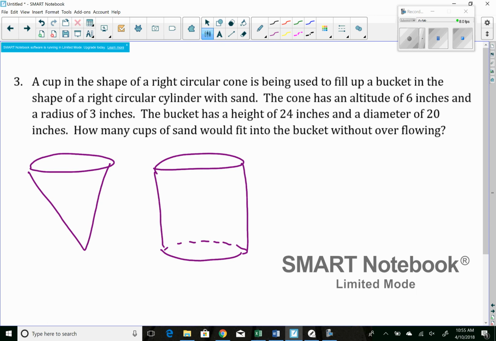It says the cone has an altitude of 6 inches. Altitude is the fancy math word for height. And a radius of 3 inches. Notice both are inches, so that's good. So I should be able to find the volume of that cone pretty easily. The bucket has a height of 24 inches and a diameter of 20, which means it has a radius of 10. The reason why I know that I'm going to need radius is because of the volume formula for a cylinder.